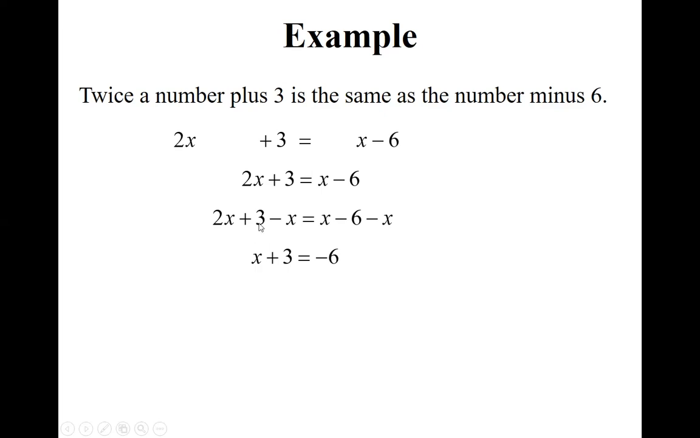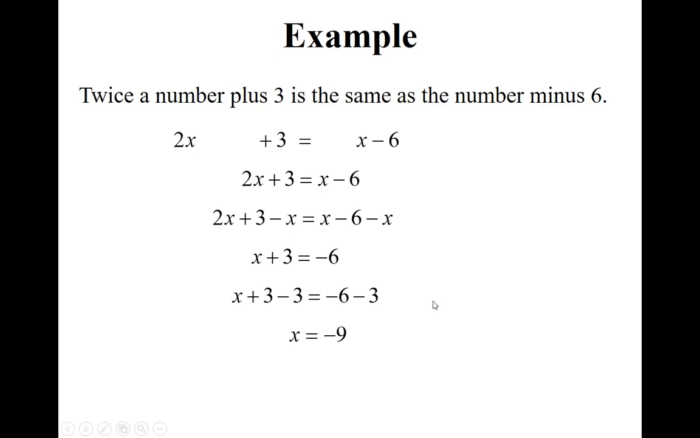Now we want to get the x by itself. We need to get rid of plus 3. We do that by subtracting 3 from both sides. The plus 3 minus 3 cancel each other out on the left. On the right, negative 6 minus 3 is negative 9. So now we know when we literally translate an equation, we can go on to solve that equation.